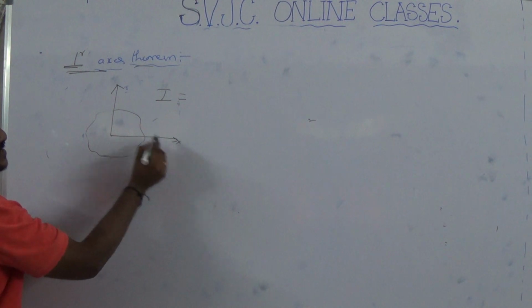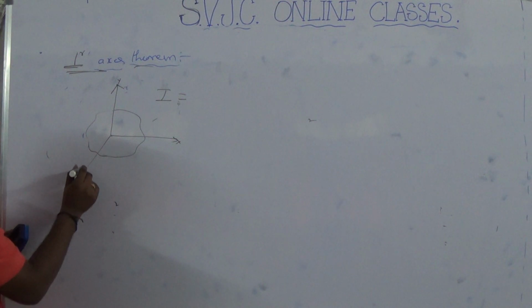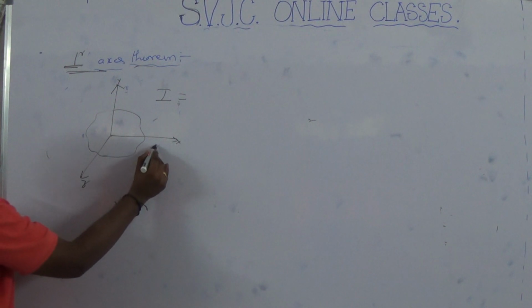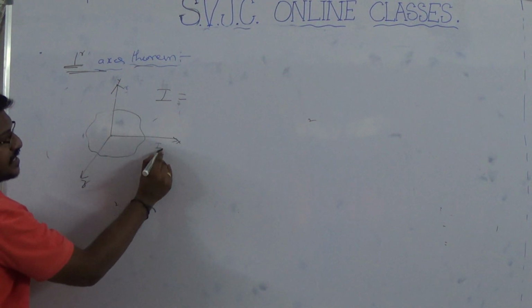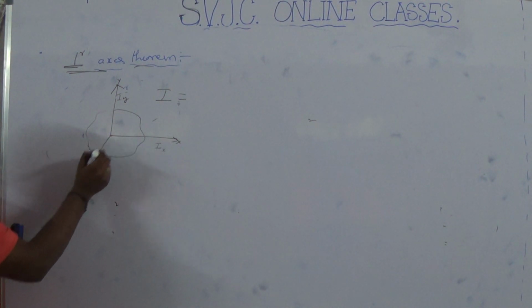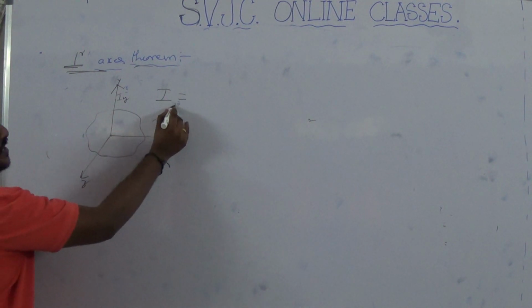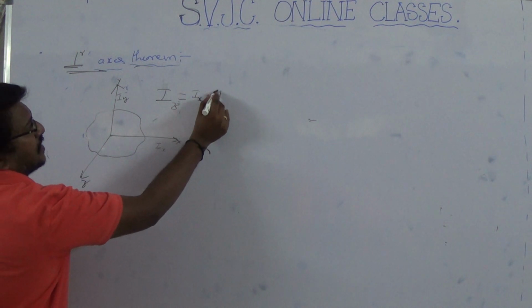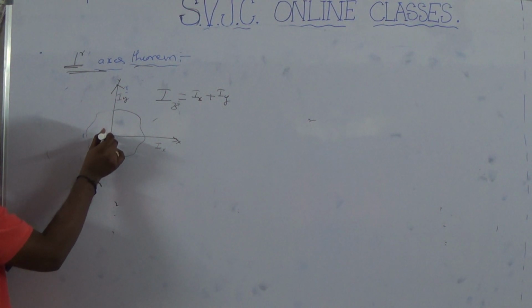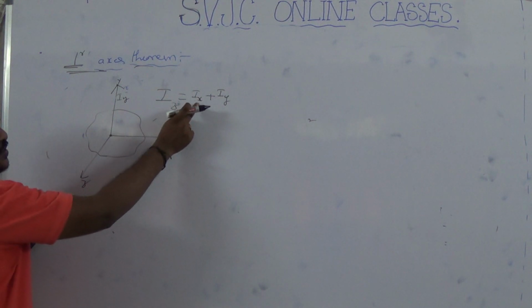For example, this is the x-axis, this is the y-axis and this is the z-axis. The moment of inertia about the z-axis of this body is equal to the sum of these two. The moment of inertia of this plane lamina about the x-axis is Ix, about the y-axis Iy, and about the z-axis, assuming the z-axis like that, Iz, we can write as Ix plus Iy. Here x, y, z all are perpendicular to each other and passing through the same point. In that case, we can use this perpendicular axis theorem. Iz is equal to Ix plus Iy.